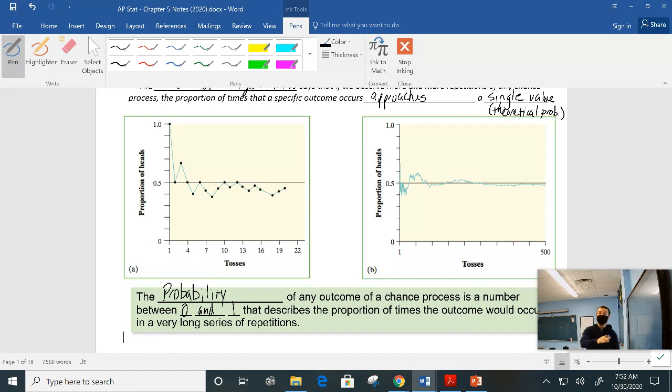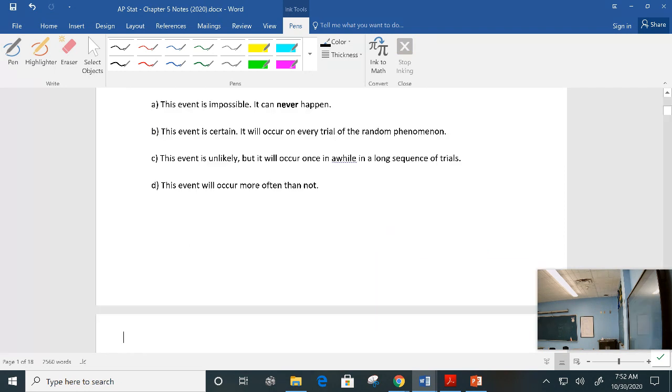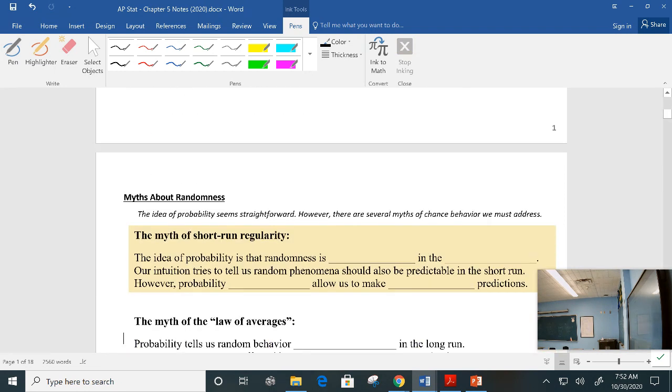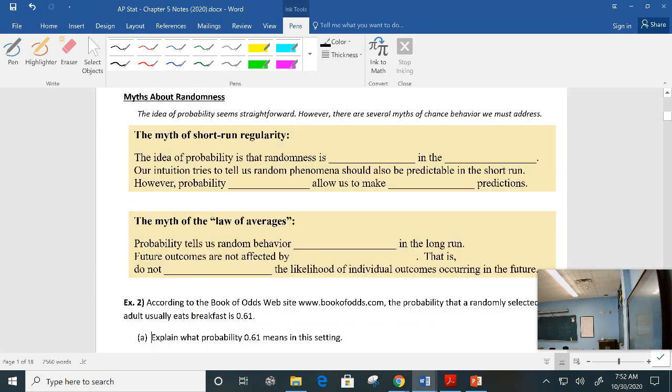It means if you flip a coin 1,000,000 times, 50% of the time you should get heads. That's what probability means. It represents the proportion or the percentage of times that outcome would occur in a very long series of repetitions. We'll go through the example down here in class. Let's continue.